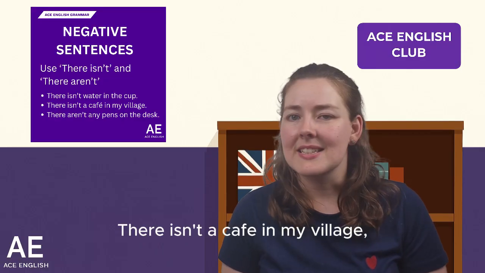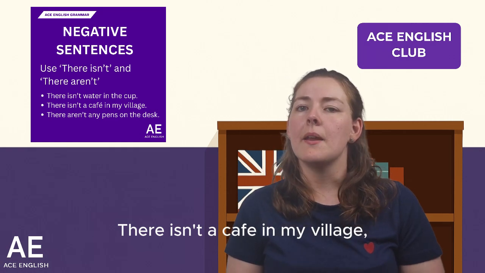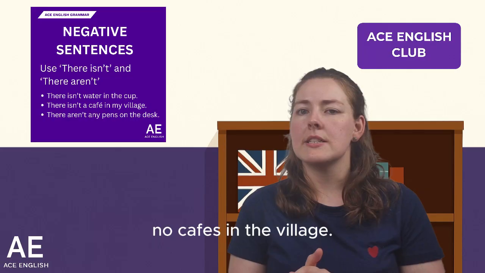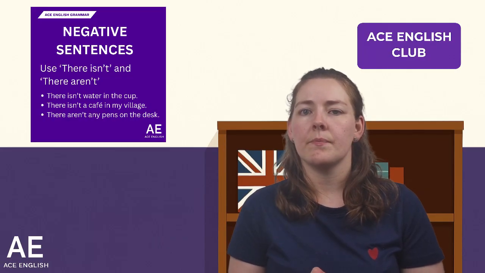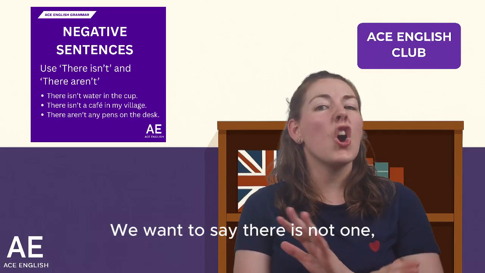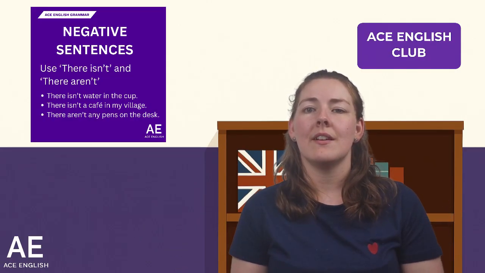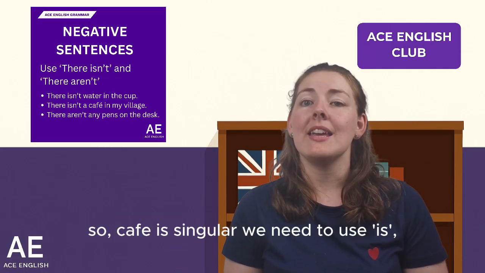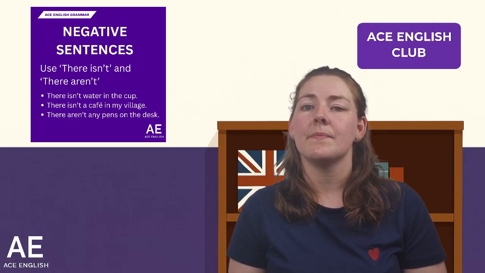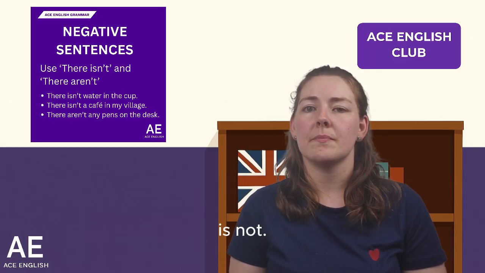There isn't a cafe in my village. No cafes in the village. We want to say there is not one. So cafe is singular, we need to use is. Is not.